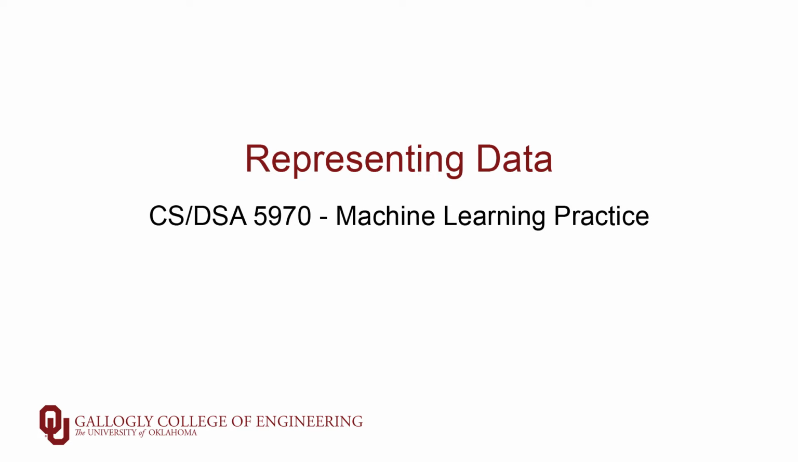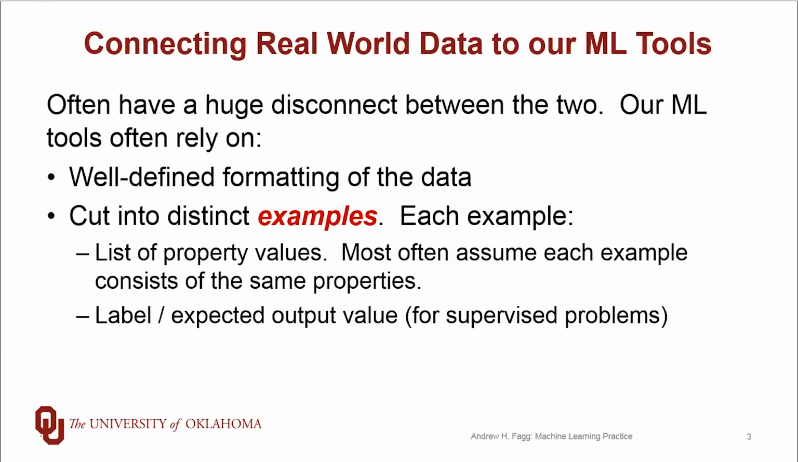Now, before we start talking about our machine learning tools, we wanted to spend some time on how we represent data in preparation for making use of these tools. Data can come from lots of different sources. It can come from sensors that are sitting out in the field somewhere. It can come from a database. It can come from data that's being entered by a user on a website.